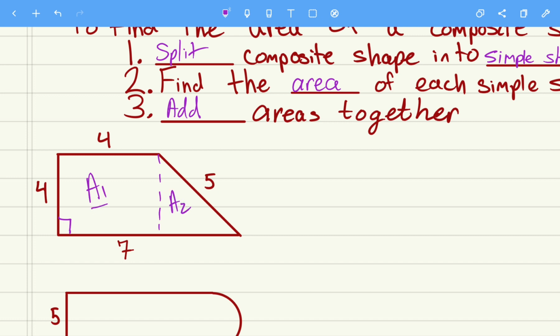Now area 1, I see this is a square with sides 4 and 4. So area 1, we're going to use length times width, which is 4 times 4, which is 16. So we got area 1.